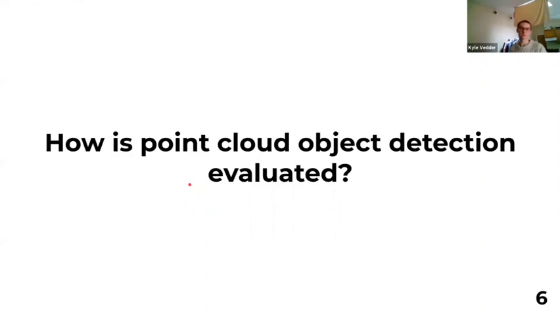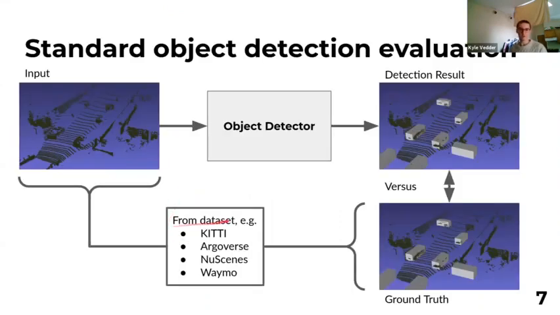So how is point cloud object detection evaluated? As I've mentioned, the KITTI data set and other data sets exist. They provide an input, right? The raw point cloud. You run it through an object detector and it regresses bounding boxes. And then it compares them against the ground truth, which provides an actual labeling of what boxes are there, right? So this is a supervised learning problem. And the goal is to try to build this object detector, either by learning or some other means.